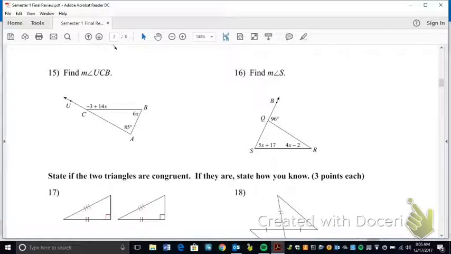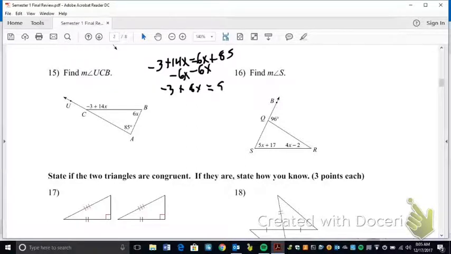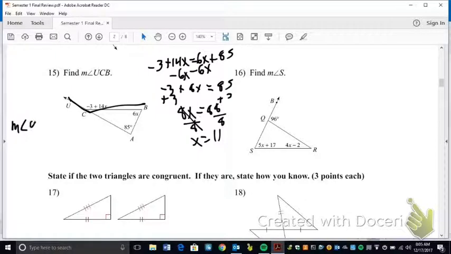Okay, UCB and measure of angle, same thing. So UCB, we're going to go outside angle. 3 minus 4, negative 3 plus 14x equals 6x plus 85. Let's put our variables together. That's going to give us negative 3 plus 8x equals 85. Add 3, we get 8x equals 88. Divide both sides by 8, and we get x equals 11. We're looking for UCB. That's the outside angle. So we're going to go negative 3 plus 14 times 11. It's going to go UCB equals negative 3 plus 154.